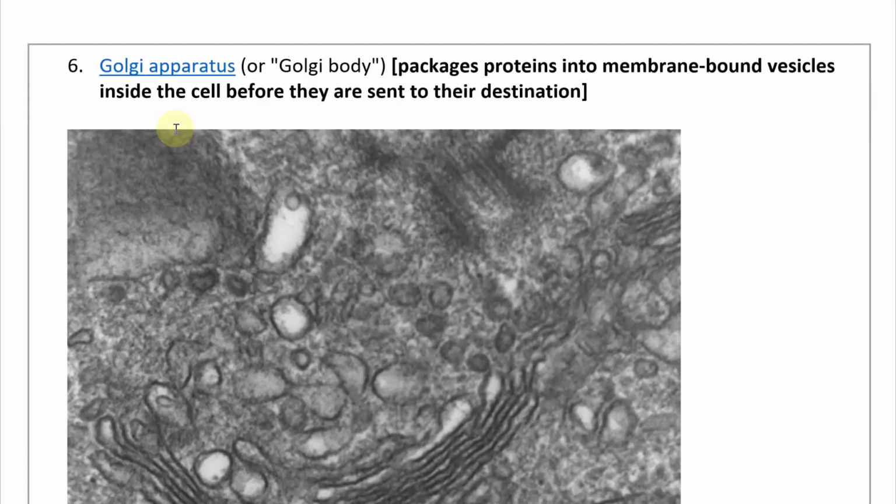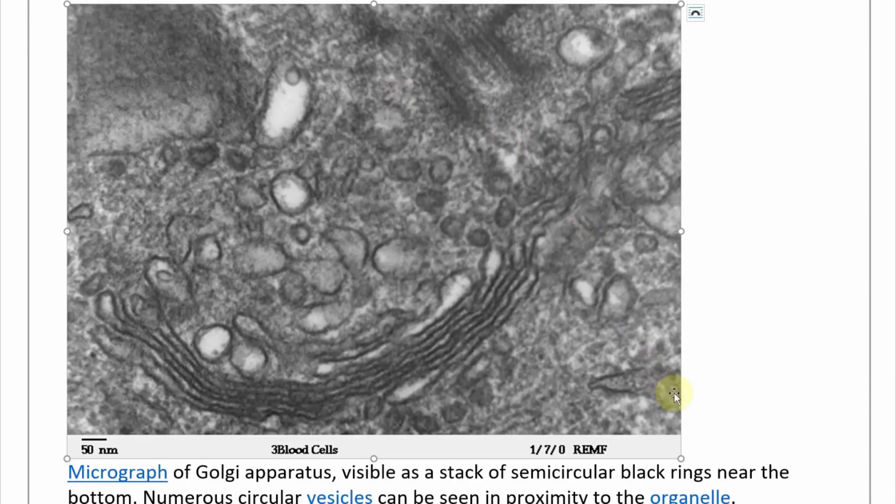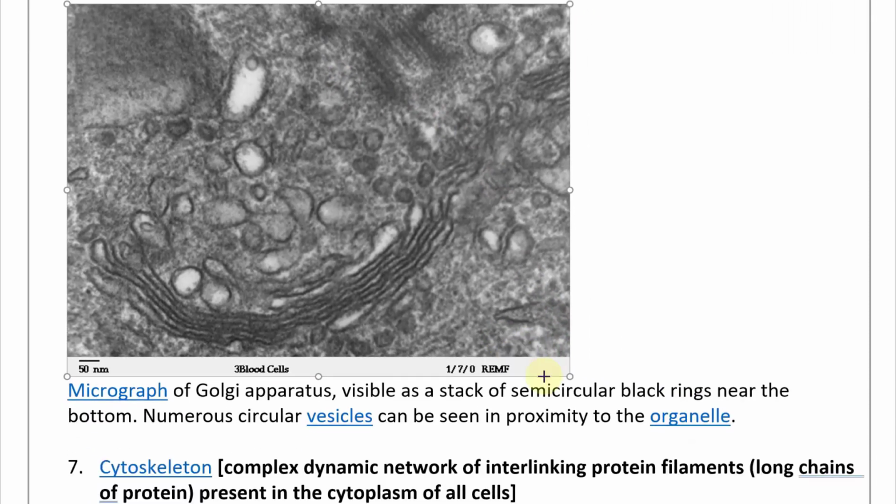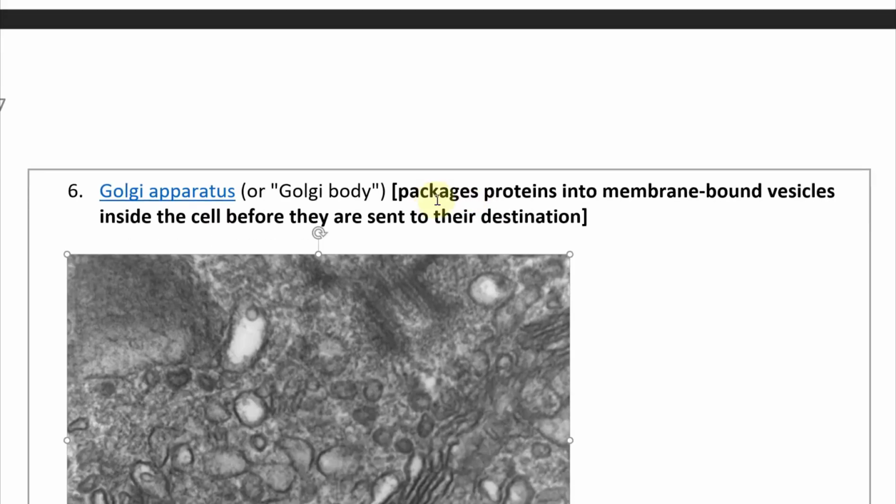This is the Golgi apparatus, or Golgi body. Yeah, I think it's actually pronounced Golgi. So Golgi apparatus or Golgi body, and again, I have to Google search the pronunciation. Alright, let's make this a bit smaller. So this packages proteins into membrane-bound vesicles inside the cell before they are sent to their destination. So it puts proteins inside membrane-bound vesicles before they leave.